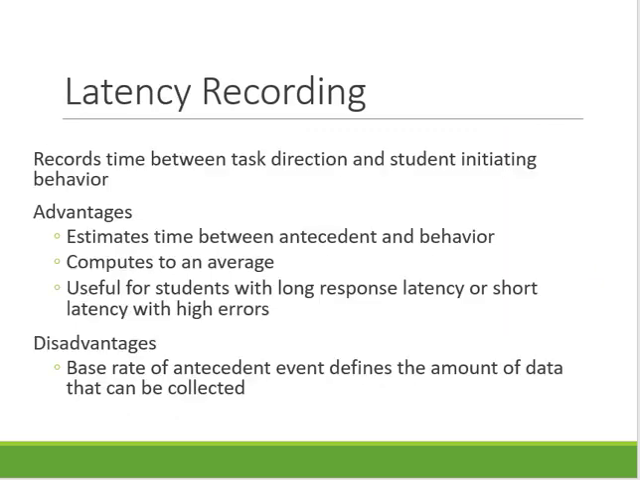Next, there's latency recording, which is used to measure the dimension of latency. The advantages follow as would be expected. It provides an index of temporal relation between adjacent stimulus and responding and can be easily converted to an average latency. The disadvantages are that it requires use of a timing device and that the base rate of the antecedent event defines the amount of data that can be collected. That is, if a teacher or a practitioner only makes one request, you get only one data point for the day.